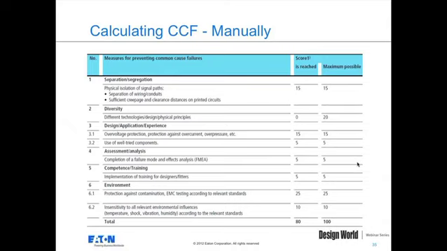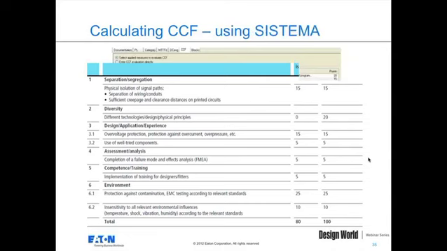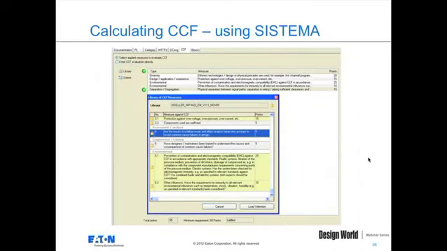So the value that comes out of here does not build itself into any kind of mathematical equation. It's not a weighted thing. It's basically a check mark. You've either accomplished it or you have not. Similar activity within SISTEMA. You just go into the different categories, grab the CCF measures that you've identified and addressed, and load the selection into your application.